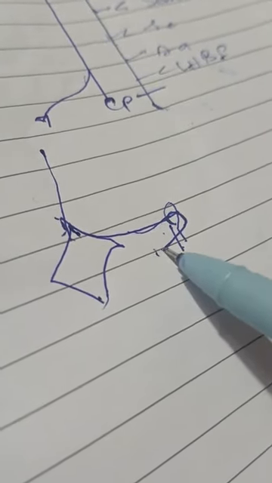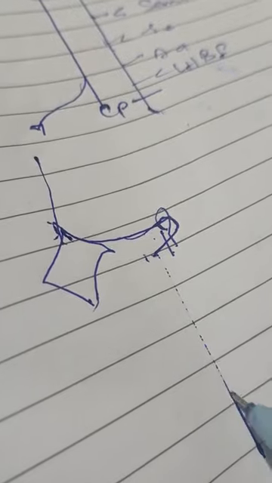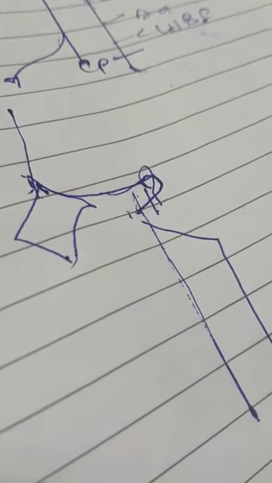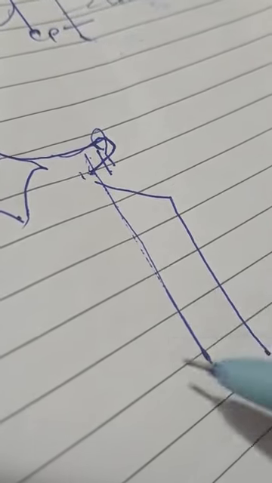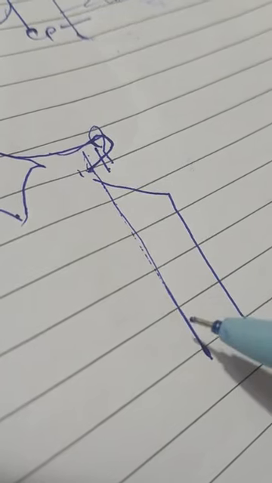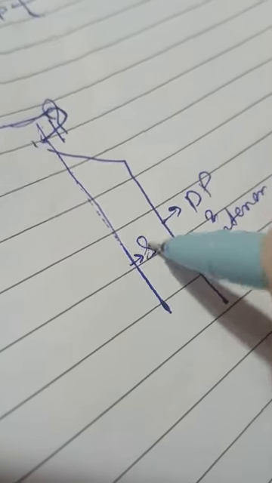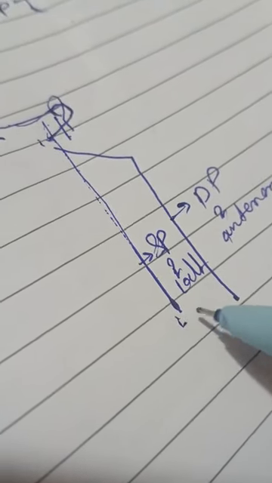One is the superficial peroneal nerve, as you can see, and the other part it has divided into is known as the deep peroneal nerve. So superficial peroneal and deep peroneal nerve. This superficial peroneal nerve is supplying the lateral compartment of the leg, and the deep peroneal nerve is supplying the anterior compartment of the leg. So deep peroneal supplies the anterior compartment of the leg, and superficial peroneal supplies the lateral compartment of the leg.